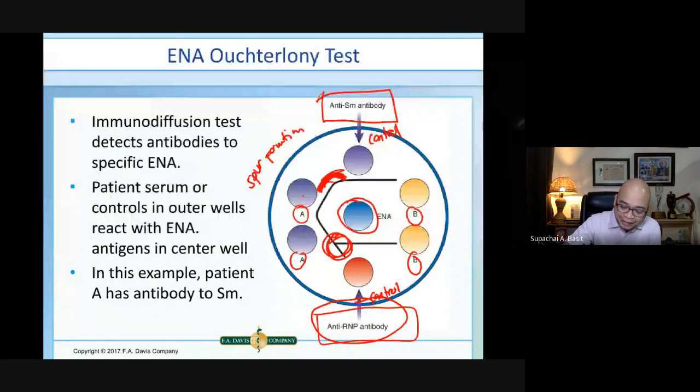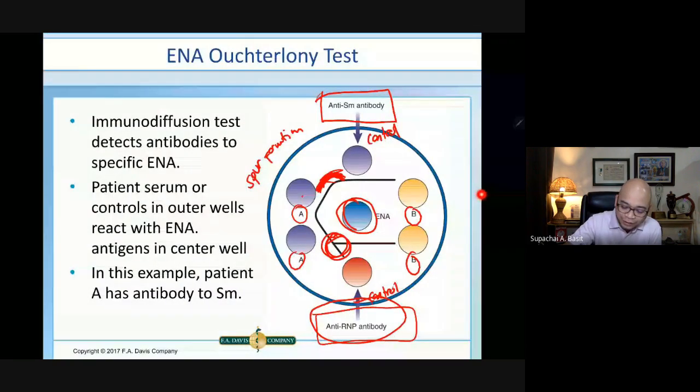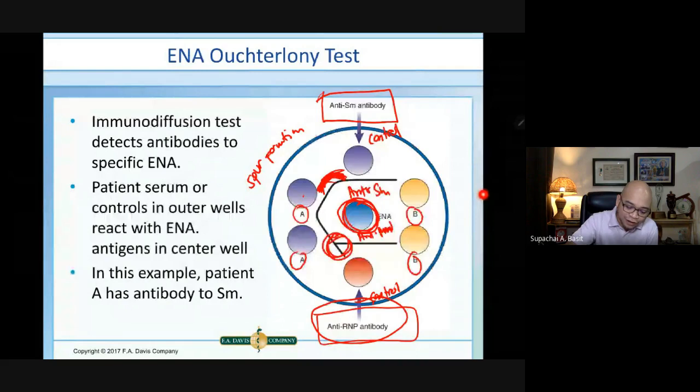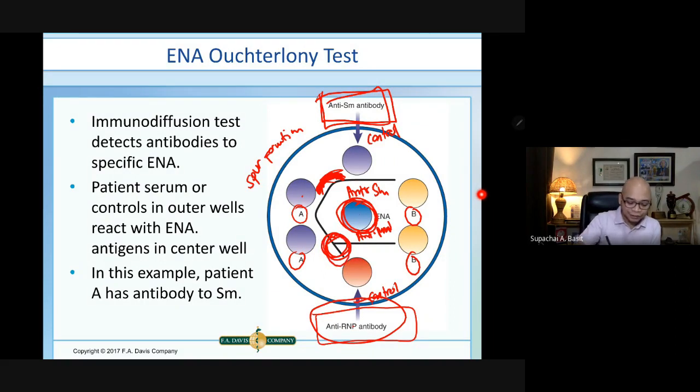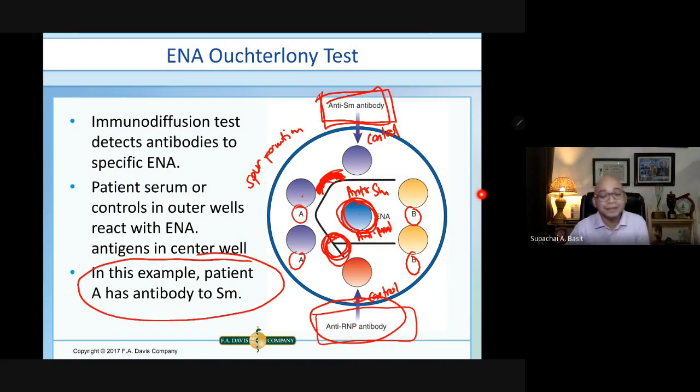So this central well has both anti-SM and anti-RNP. But the only one that has an arc formation is anti-SM antibody. And here, it doesn't have arc formation. Therefore, in this particular example, patient A has antibody to SM. So that's the interpretation of extractable nuclear antigen Ouchterlony.